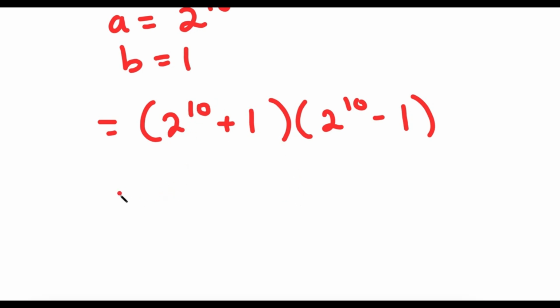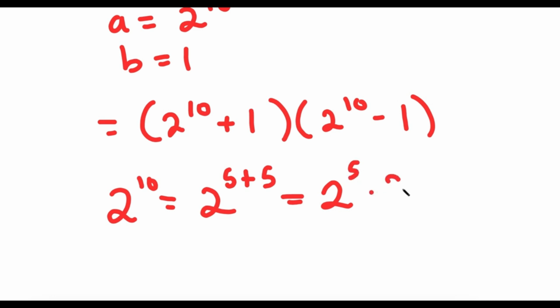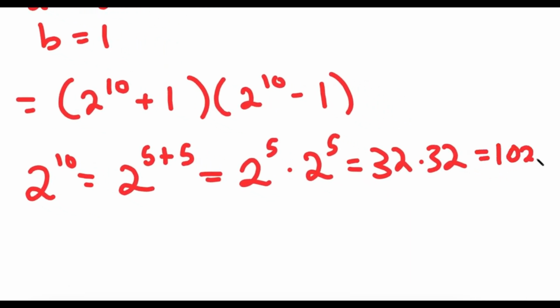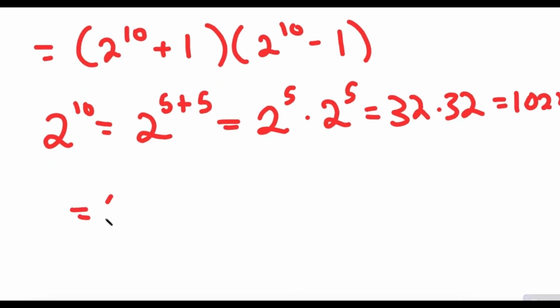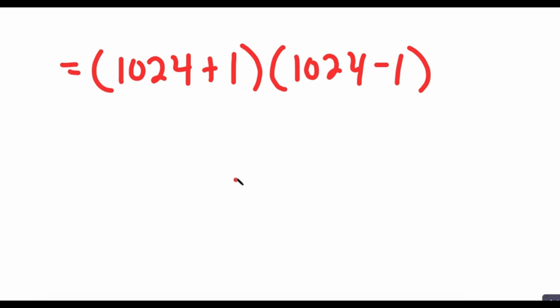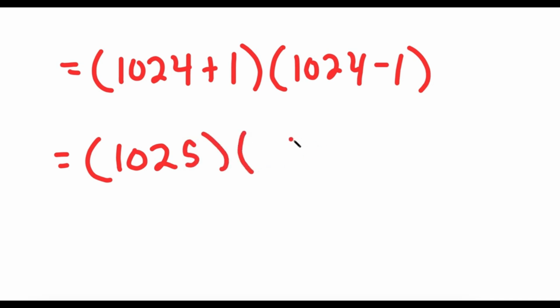Now, 2 to the power of 10 is equal to 2 to the power of 5 plus 5, which is equal to 2 to the power of 5 times 2 to the power of 5, which is equal to 32 times 32, and 32 times 32 is 1024. So I get 1024 plus 1 times 1024 minus 1. Now 1024 plus 1 is 1025, and 1024 minus 1 is 1023.